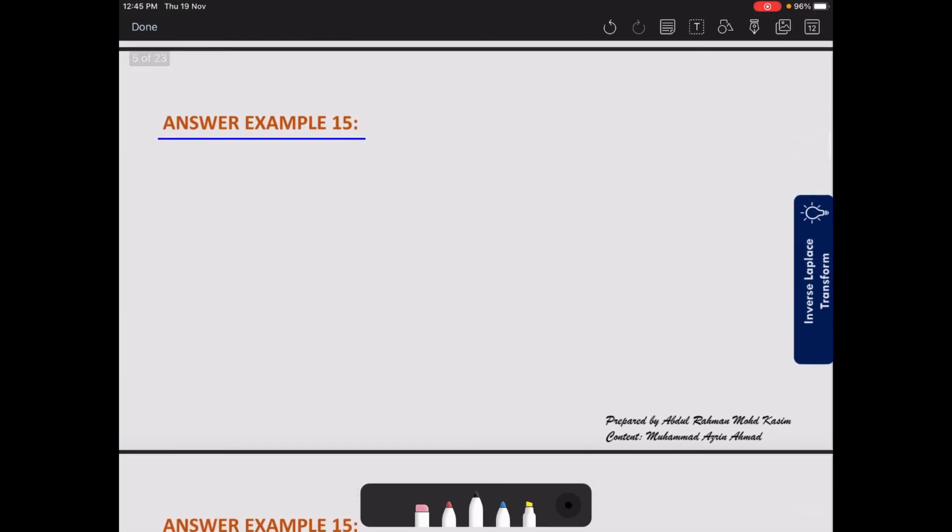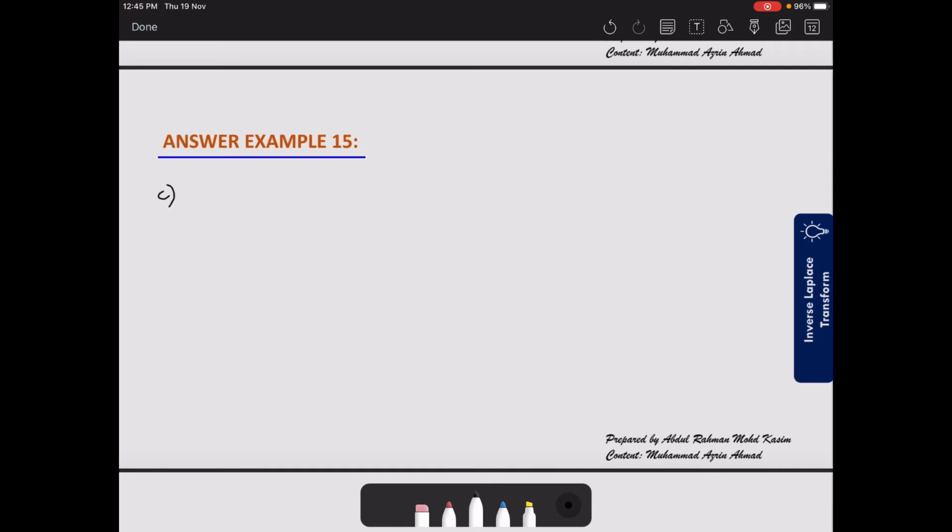So let's go to another question. Another question asks you to inverse s over 81 s squared plus 25. Here, class, the first thing when you get this type of question is to look at the table. Look at the table, which one is very close to this question. So I can show you how to match this question with the table.